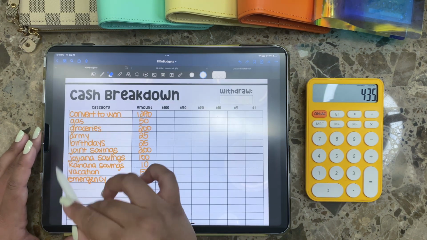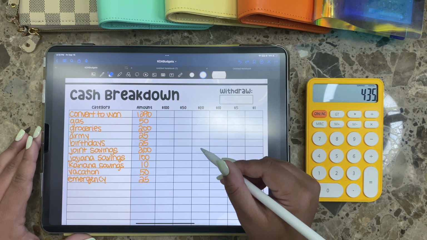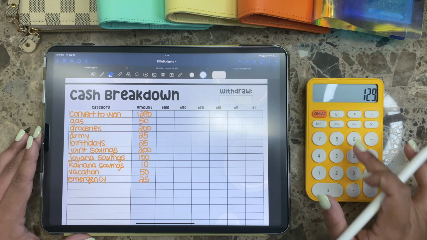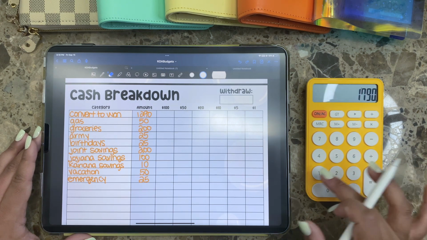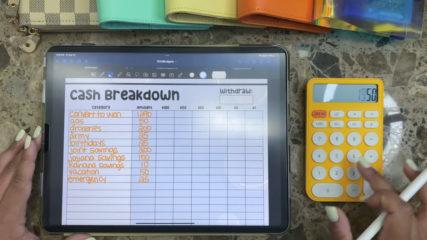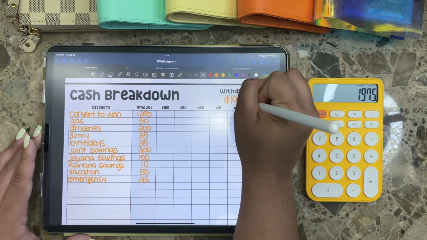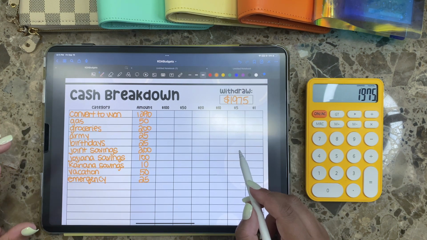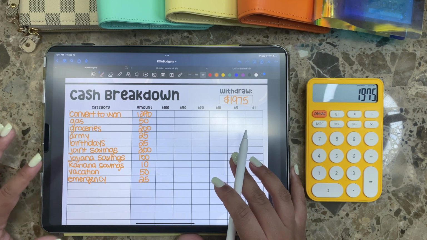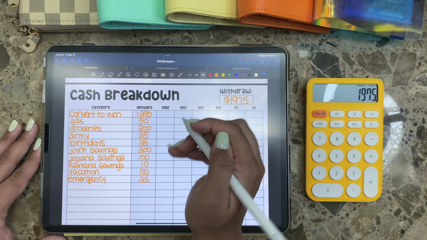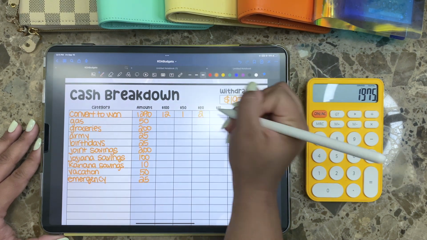Okay, so I've already brought all of that over, and now we're going to add up these amounts, and that's going to be how much we're going to withdraw from the bank. $19.75. Normally when I do my breakdowns, I do like to be as simplified as possible, but some of them I will break it down just a little bit more. So convert to won gets 12 100s, a 50, and 2 20s.